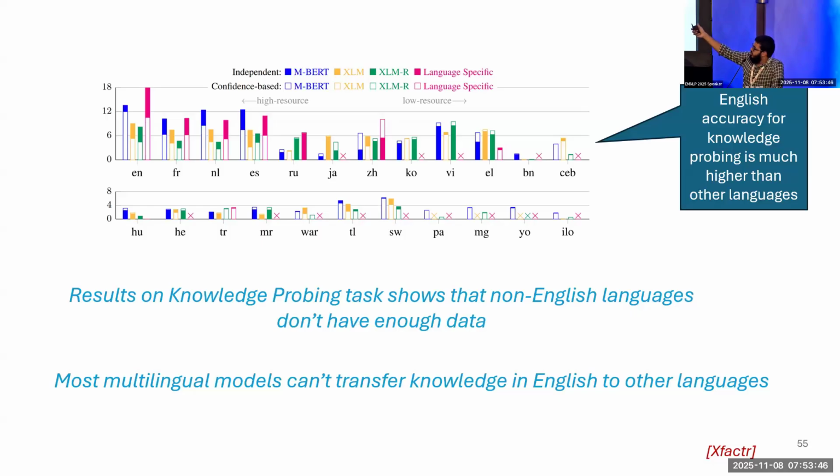And these results also show the same picture, wherein if you look at the pink line, that's the language-specific models. And for English, that's quite high as compared to all the remaining languages. In fact, as you go down the line, the performance is hardly anything. So two important points that you can take from this. One thing is that there is not a lot of knowledge-rich data for other languages, so you need that. Second thing is that most multilingual models are not able to transfer the knowledge properly from English to other languages.